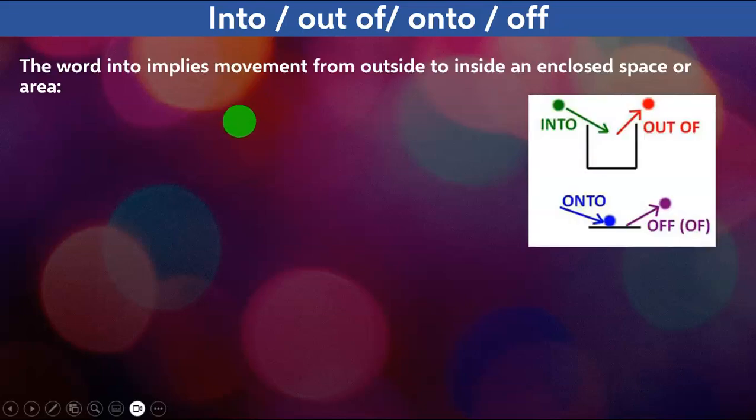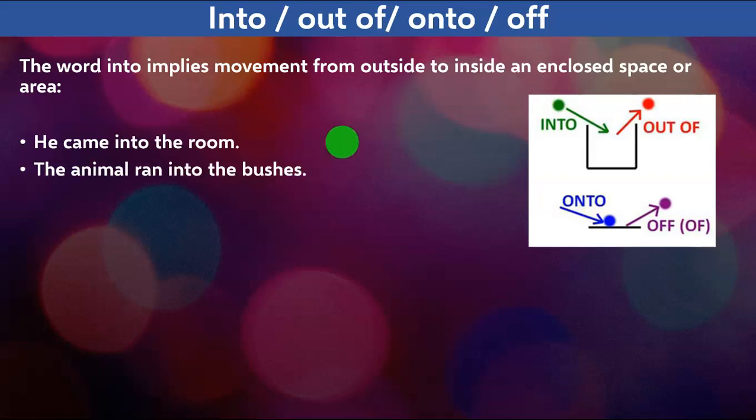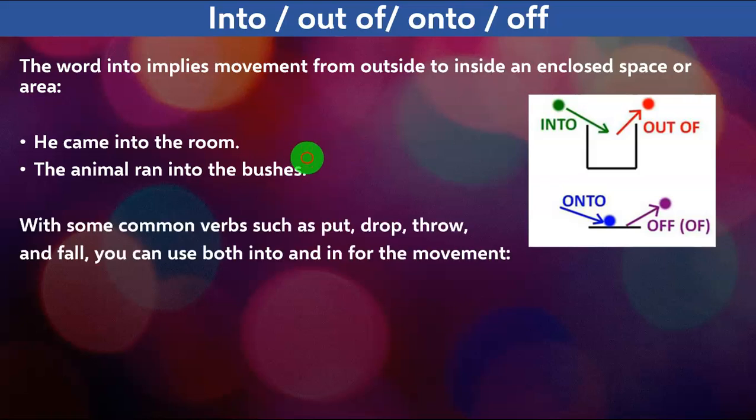All right, now let us take the last set of prepositions, which are into, out of, onto and off. Now, friends, the word into implies movement from outside to inside an enclosed space or area. So if you look at this image, into, something is going inside. Okay, so that means into. He came into the room, which means that he came inside. The animal ran into the bushes, which means that he ran inside the bushes.